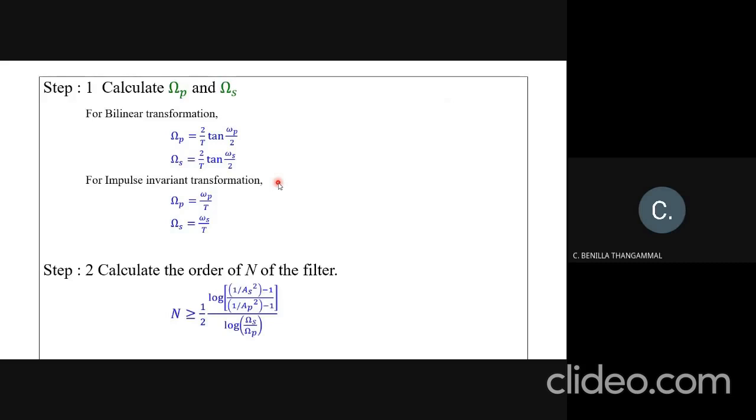So the formula to calculate the order of your filter is 1 by 2 log of (1 by a square minus 1) divided by (1 by ap square minus 1), divided by log of omega s by omega p. So your n value will take the next largest integer. Even if your n is 1.1, you have to take your value of n as 2, greater than or equal to. So it's not a round off. You're going to take the next nearest integer.